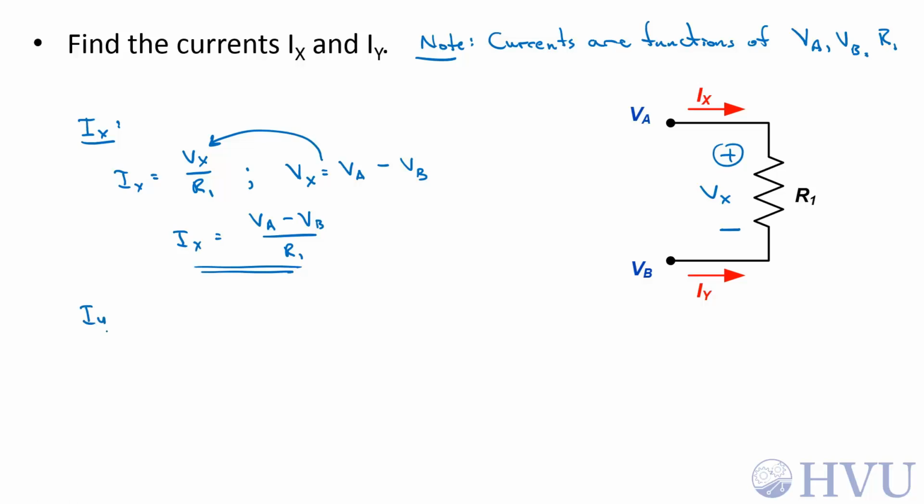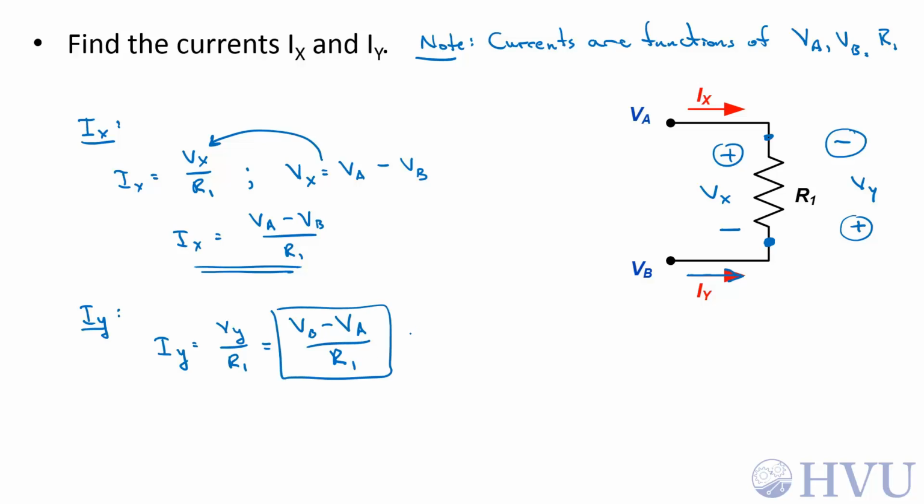Now let's take a look at Iy. Iy is defined such that its assumed positive direction enters this lower terminal. That means that if I assign my voltage unknown, Vy, according to the passive sign convention, the positive terminal has to be down here and the negative terminal has to be up here. Now if I use Ohm's law, Iy is equal to Vy over R1. Vy is the voltage at the positive terminal, which is VB, minus the voltage at the negative terminal, which is VA, over the resistance, which is R1.